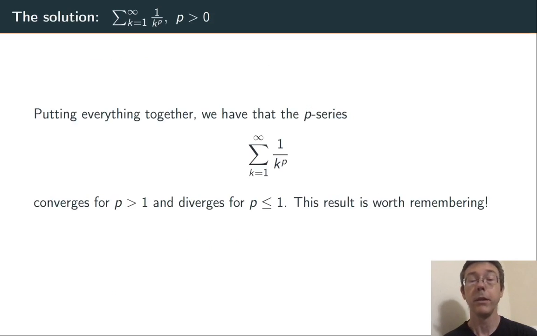Overall, the p-series, sum k equals 1 to infinity, 1 over k to the p, converges exactly when p is greater than 1, and diverges when p is less than or equal to 1. This result is really worth remembering. It becomes very useful when we start doing comparison tests in just a couple of sections.